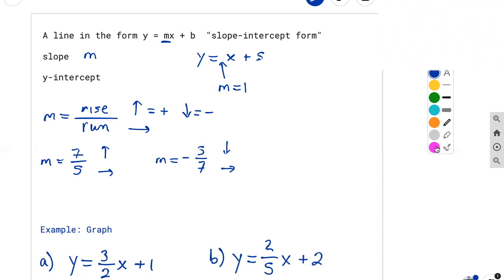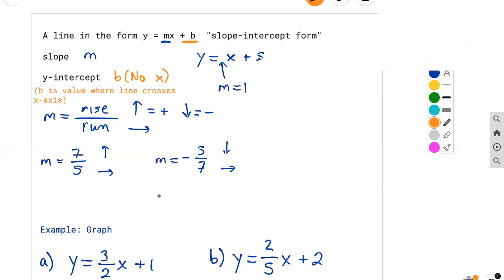The y-intercept is going to be the second component of the equation. It's the portion that doesn't have an x in it. That's your y-intercept. This will be where the graph crosses the y-axis. So b is the value where the line crosses the y-axis. So keep that in mind.